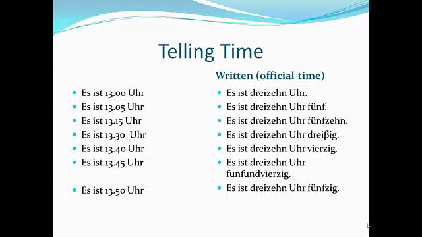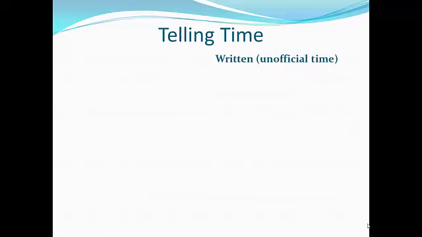One thing the German language does not do that is done in English is use a.m. or p.m. when referring to time. So let's see some examples. Los geht's.